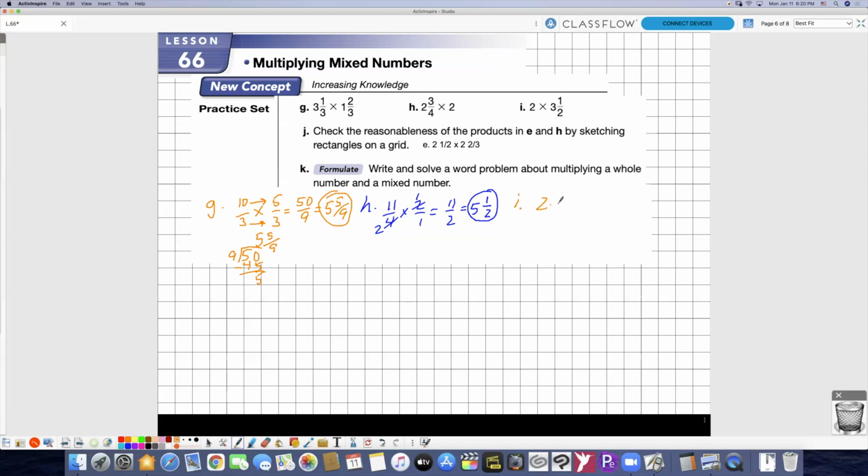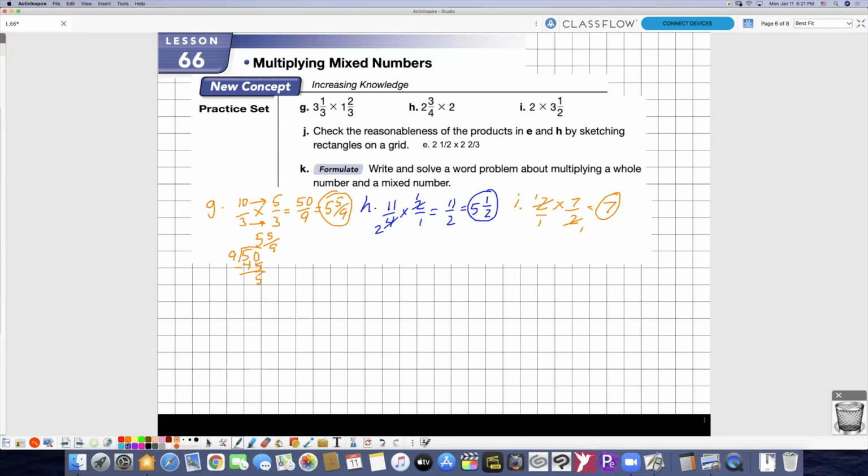If I have 2 times 3.5, 3 times 2 is 6 plus 1 makes 7 over 2. And this should be over 1. Check this out. This 2 cancels that 2 out. They both turn into 1s. All I'm left with is 7. 7 over 1, which is the same as 7.